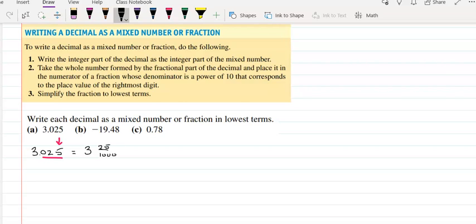So the nice thing about 25s and 5s and 50s is they all go into anything that's going to be on the bottom: hundreds, thousands, 10,000s. So we can reduce this pretty simply. So we're going to say 3, and how many 25s are in 25? We've got 1. And how many 25s are in 1,000? We've got 40. Okay, so this reduces to 3 and 1/40.